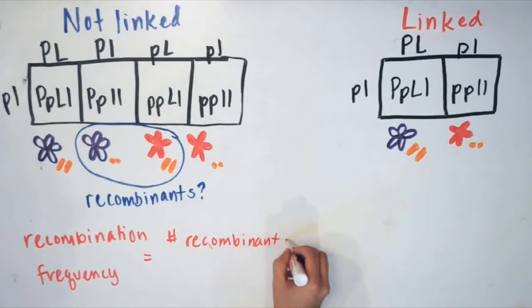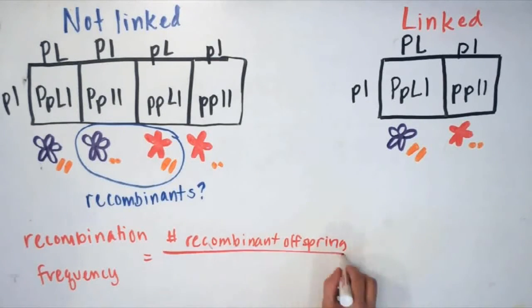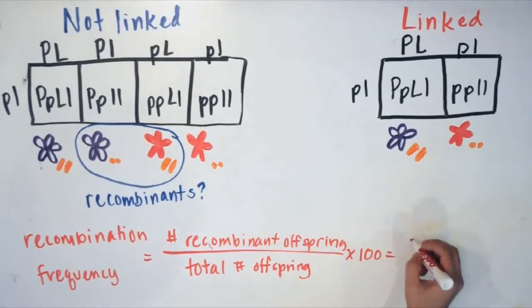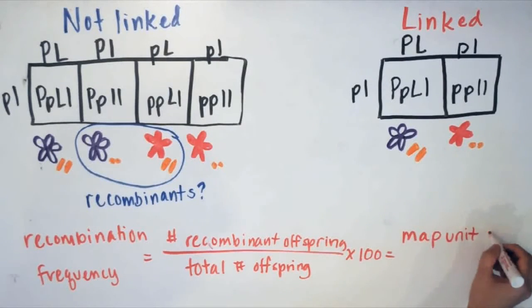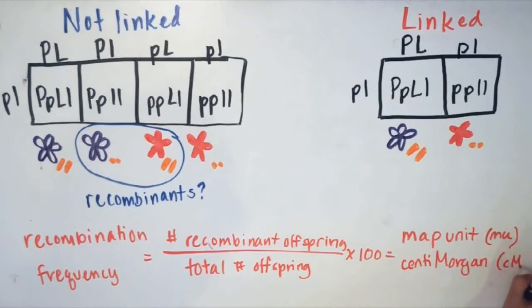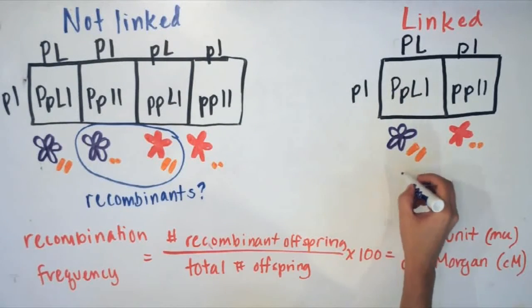This is equal to the number of recombinant offspring divided by the total number of offspring multiplied by 100, and is given in map units, mu, or centimorgans, cm. Because recombination frequency is dependent on the distance between 2 genes, it can be used to approximate this distance. But why are map units just an approximation of distance?